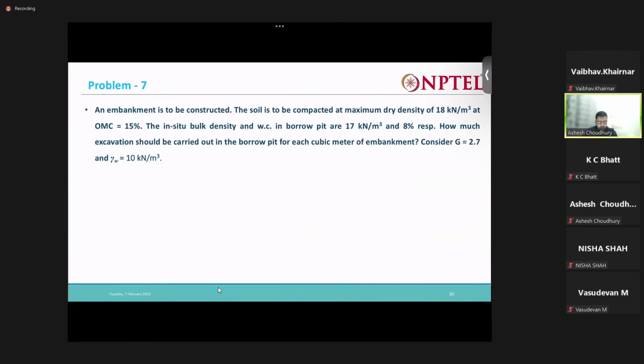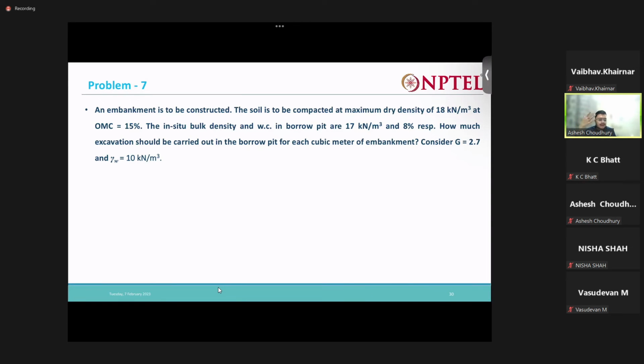So now let us look into the next problem. This problem is like an extension of the problem we did before, where two soil samples, sample A and sample B, were mixed together to get a third sample, sample C, and we were asked to find some parameters of that sample, like the void ratio or the porosity of that third sample. So that was a very idealized kind of problem, right?